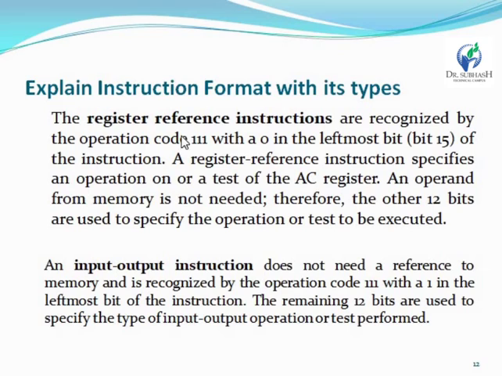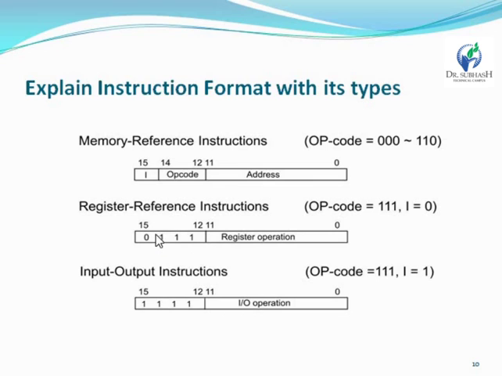Next is the register reference instruction, recognized by the operation code 111 with 0 in the leftmost bit. A register reference instruction specifies an operation or a test of the AC register. An operand from the memory is not needed. Therefore, the 12 bits are used to specify the operation or test to be executed. So the register reference instruction has 12 bits of register operation, and the remaining 3 bits are 7 and 0.